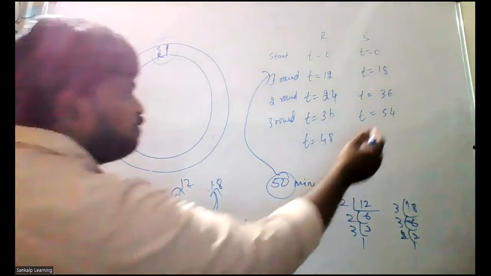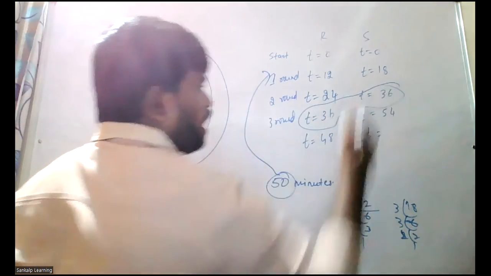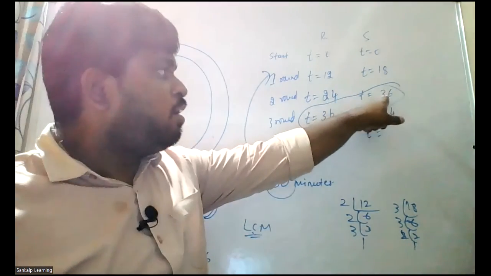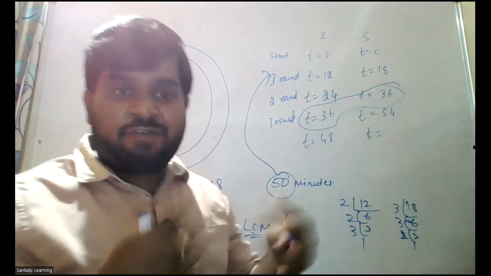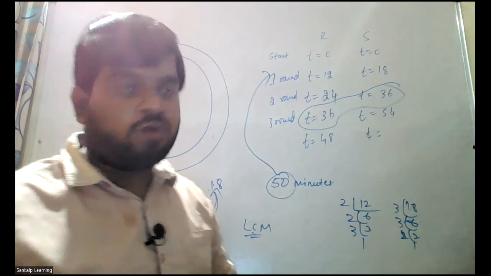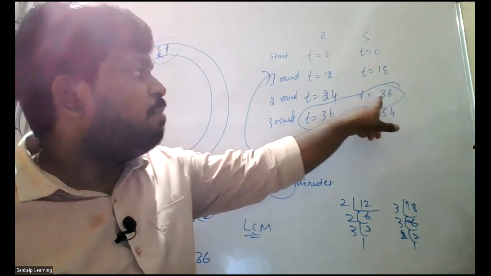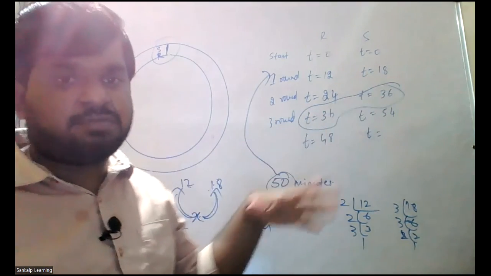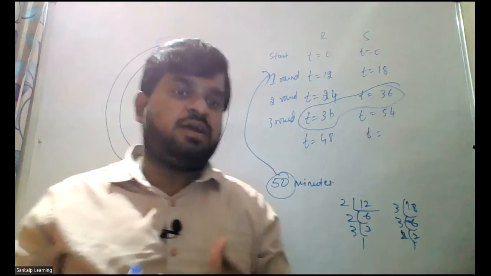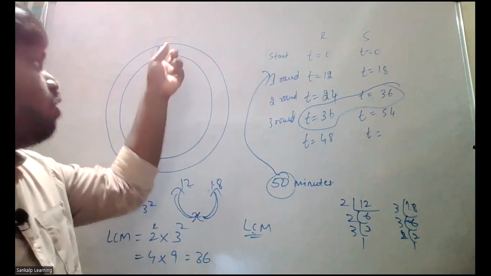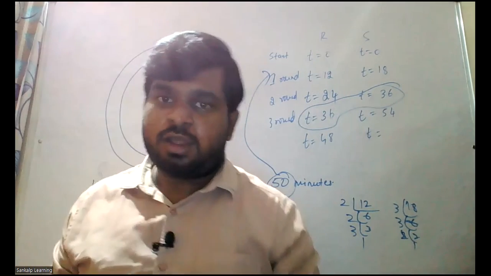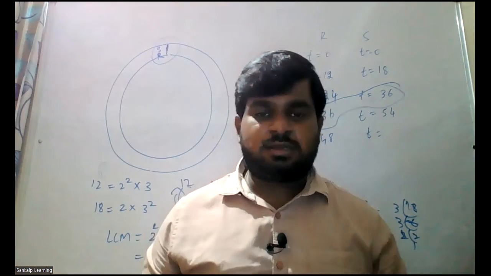If you observe here itself, at the 36th minute she is also at the starting point, and he is also at the starting point. Definitely they would have covered different numbers of rounds. This fellow is in the third round, but she is in the second round. That doesn't matter. We have to find at what time they'll meet. So at the 36th minute, both will be at the starting point. I hope you have understood this. Thank you, students.